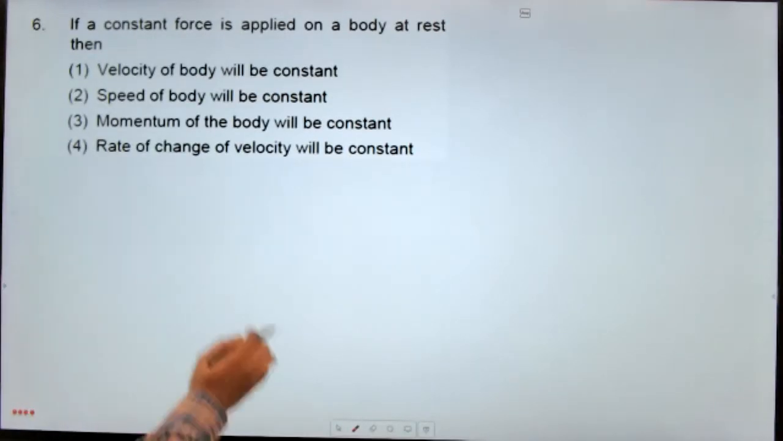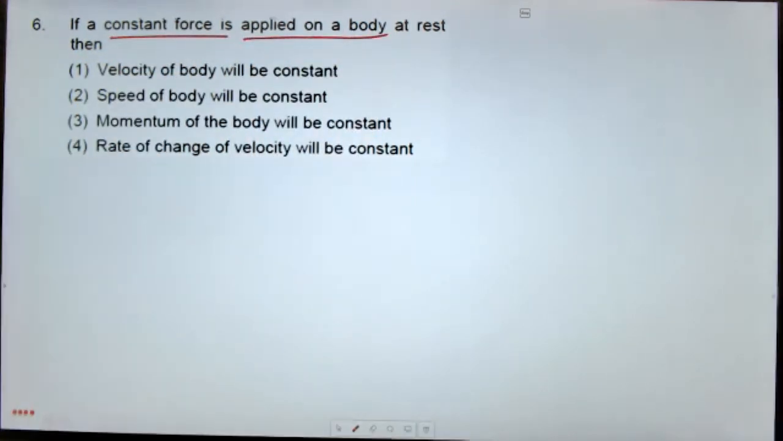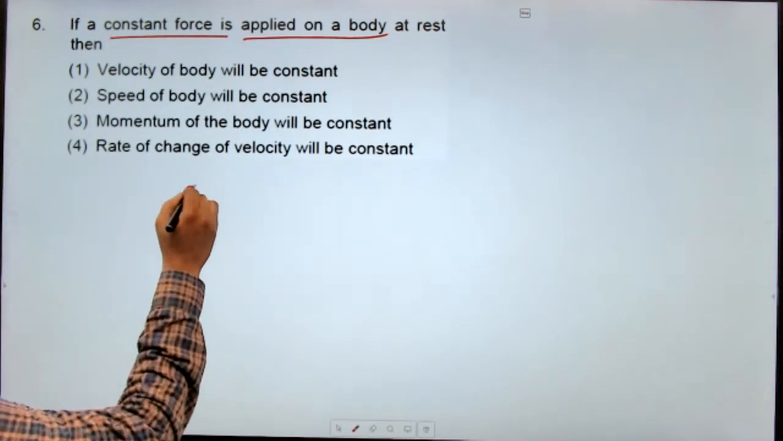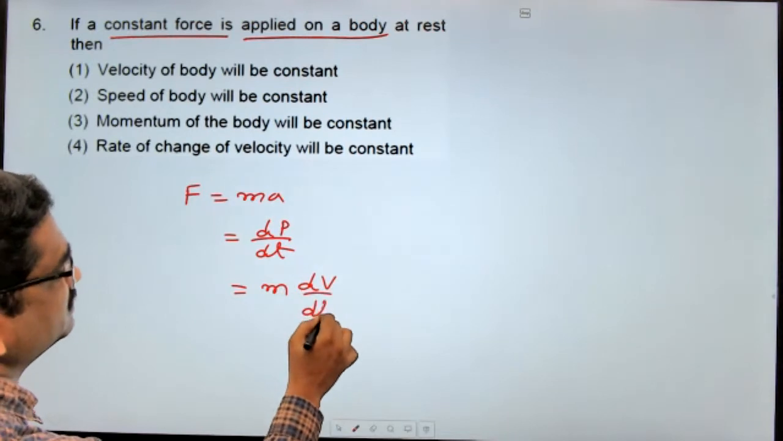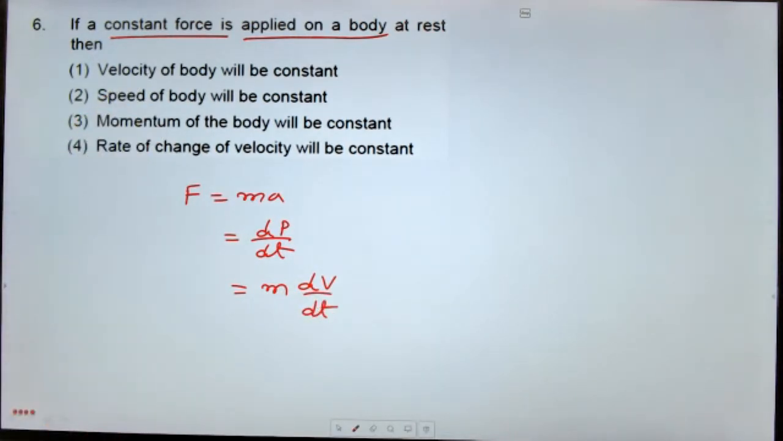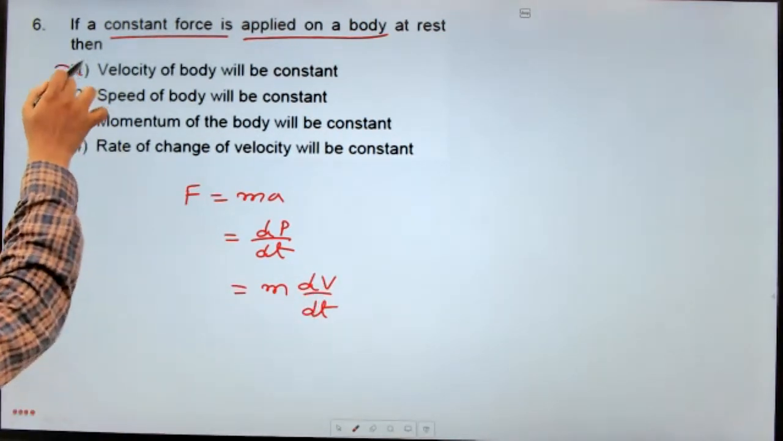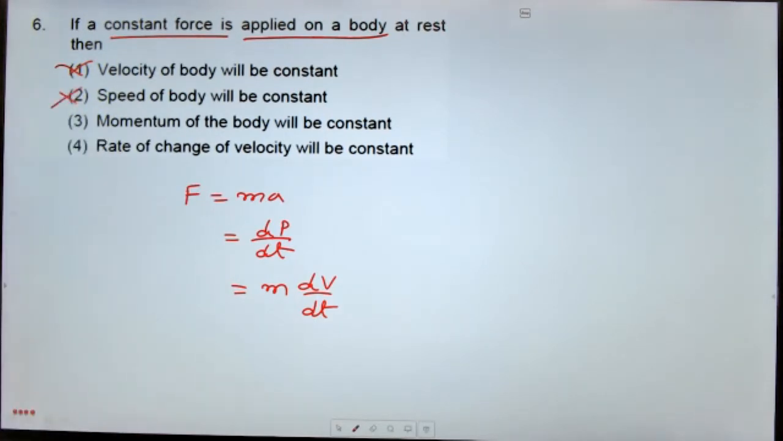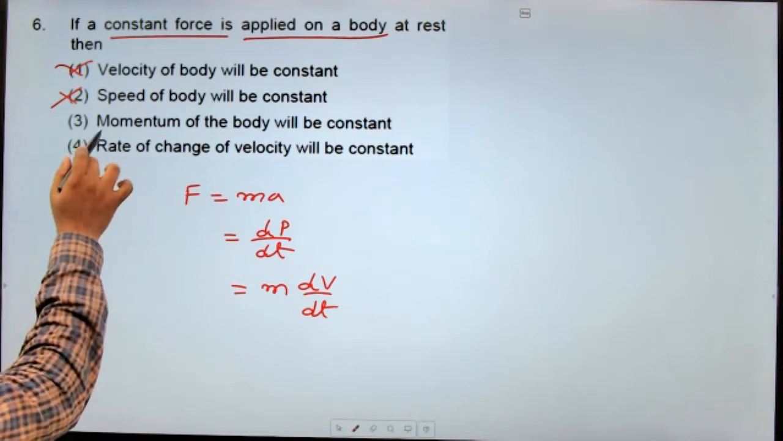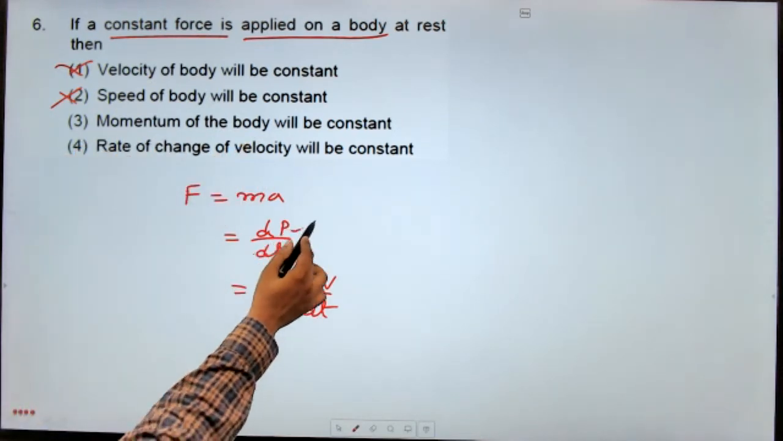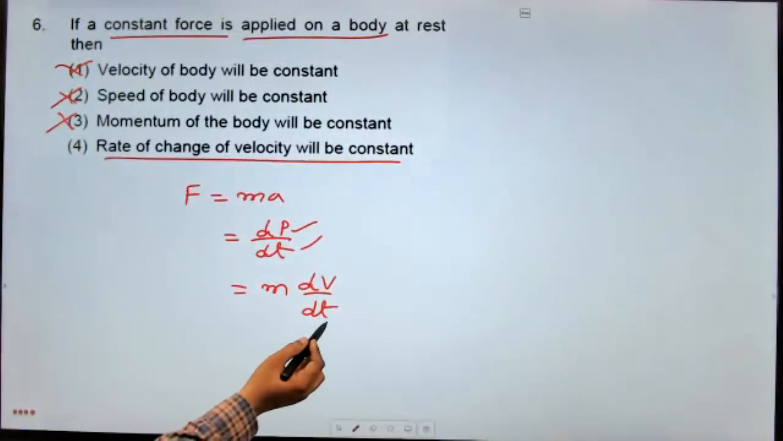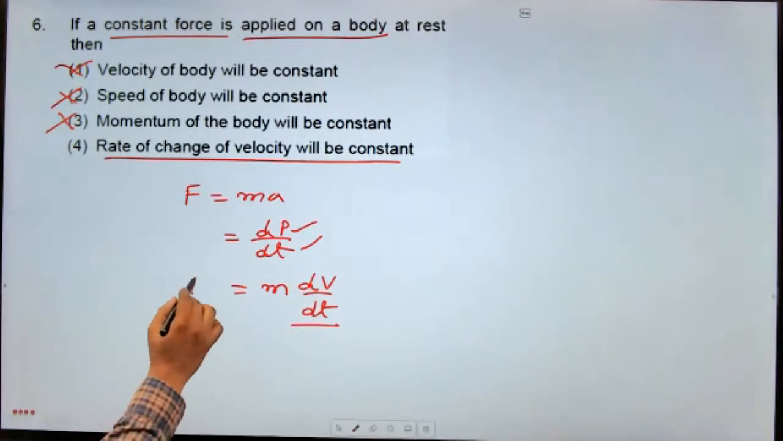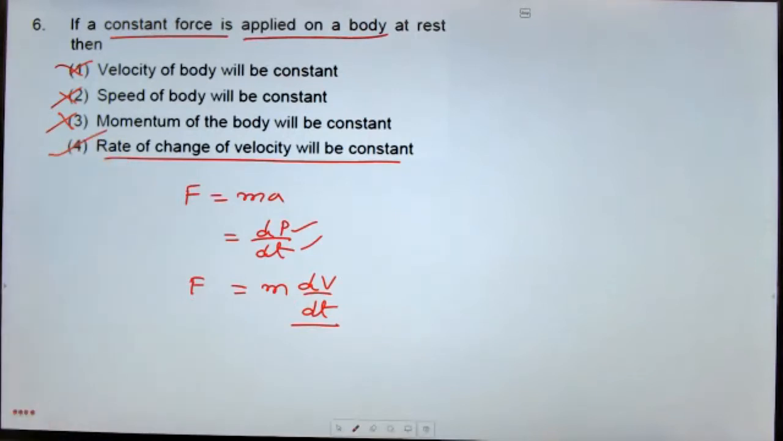Next one. If a constant force is applied on a body at rest. Force formula from Newton's second law: MA, or dP by dt, or M into dV by dt. So these are the formulas for force. Now, the velocity of the body is constant? No, velocity needs to change, so this is incorrect. Next, speed of the body should be constant? We cannot say exactly. In circular motion speed is constant, but velocity is changing. Next, momentum of the body will be constant? Change in momentum by change in time means the momentum should change. So the third option is incorrect. Then the rate of change of velocity will be constant. If the rate of change of velocity is constant, then force is also constant. So we can go through the fourth option.